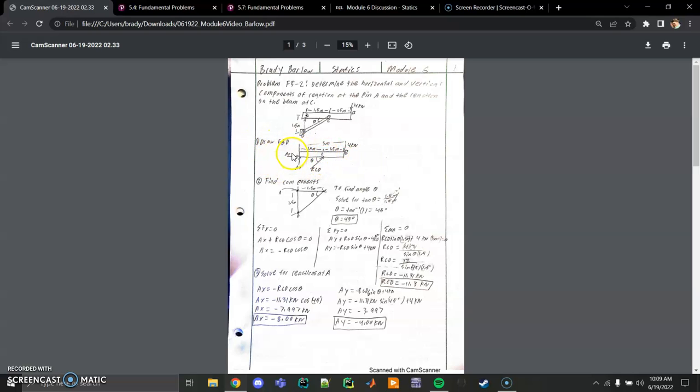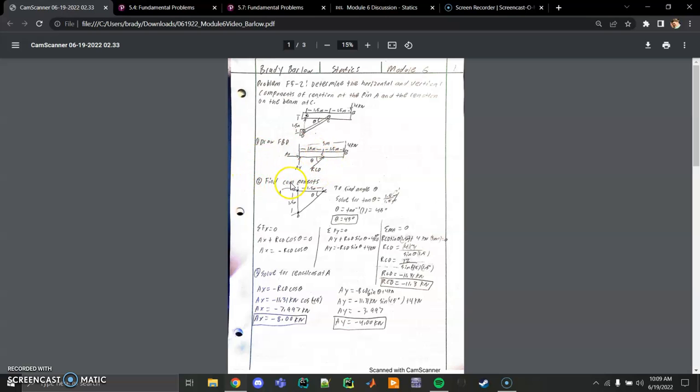As you can see right here, I went ahead and marked out my AX, my AY, then from the beam going from D to C, I made that my RCD force. And I noticed there's a triangle between A, D, and C, so I went ahead and marked that angle theta right there.